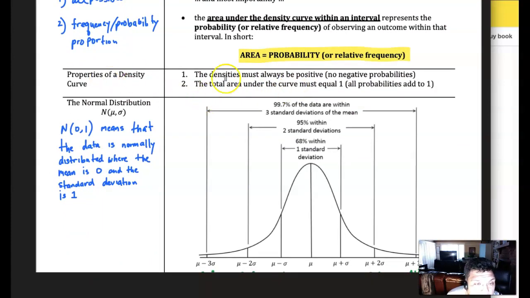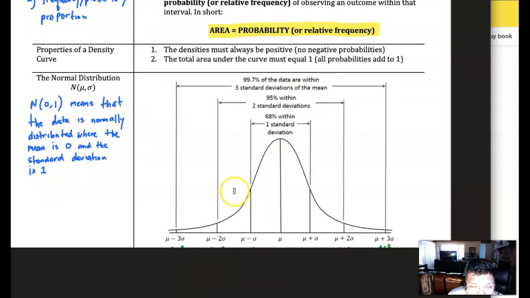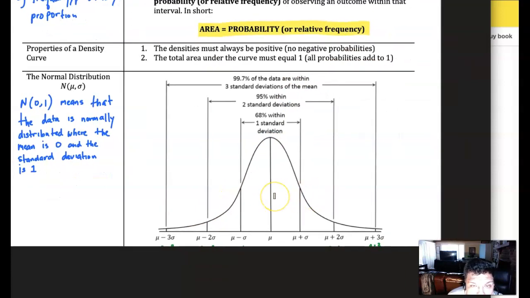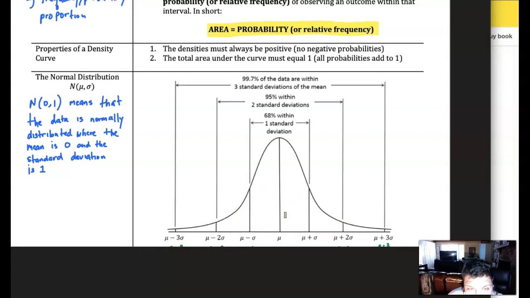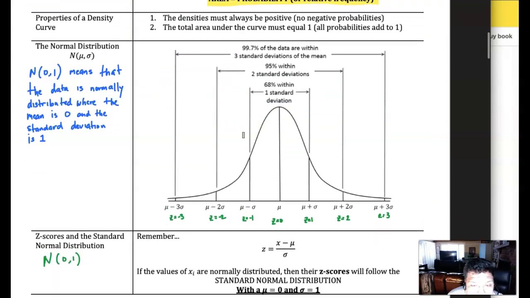And so important properties of a density curve, right? They're always positive, right? There's no negative because we're talking about probabilities, and the total area equals 1 because of 100%. When we're talking about probabilities, that's the largest value we can have.